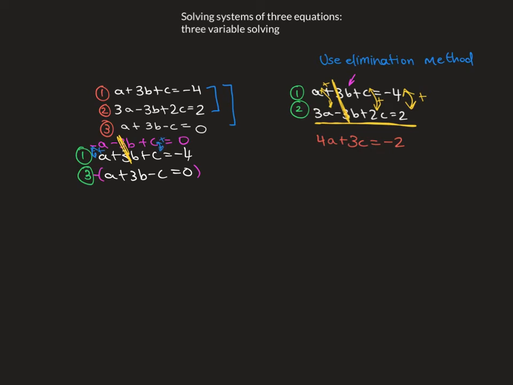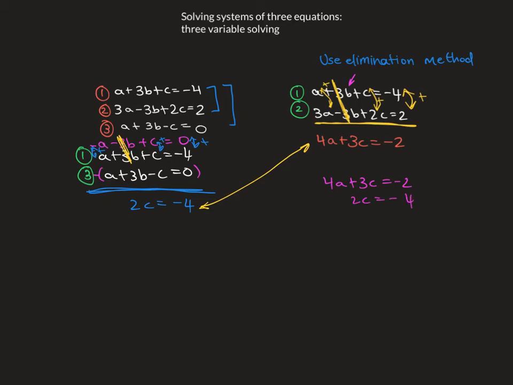Then we get a plus minus a is 0, so nothing there. The b's got canceled out. c plus c is 2c, and minus 4 plus 0 is minus 4. And then we have two equations now, so we can just put these together. So our new equations are 4a plus 3c equals minus 2, and then 2c equals minus 4.